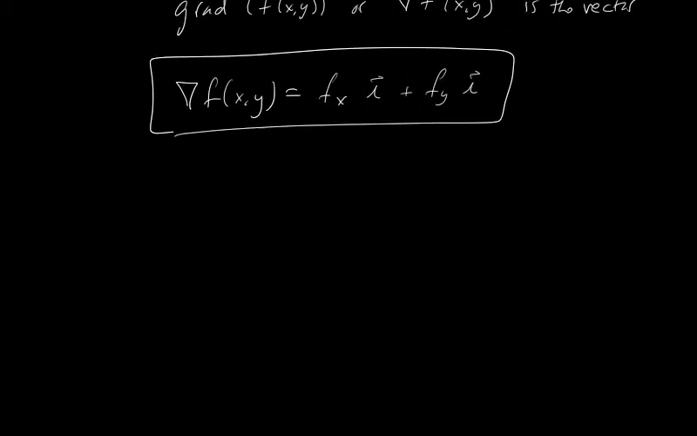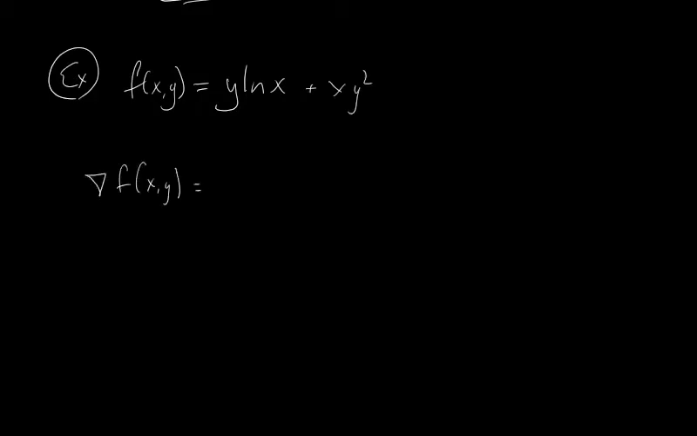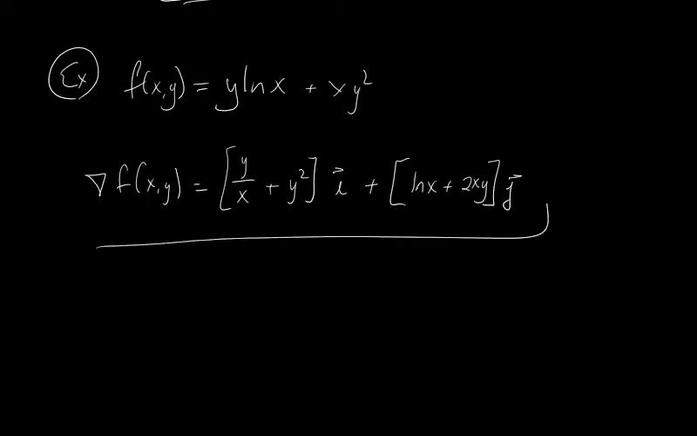For now, let's just go ahead and find the gradient of a function. So here's our example. Suppose I have f of x, y equal to y ln of x plus x y squared. Then the gradient of f of x, y is equal to the partial derivative with respect to x, so that's y over x plus y squared in the i direction, plus the partial derivative with respect to y, which is ln of x plus 2xy in the j direction. There it is. There's our gradient. That is the vector that shows us the direction of maximum increase.